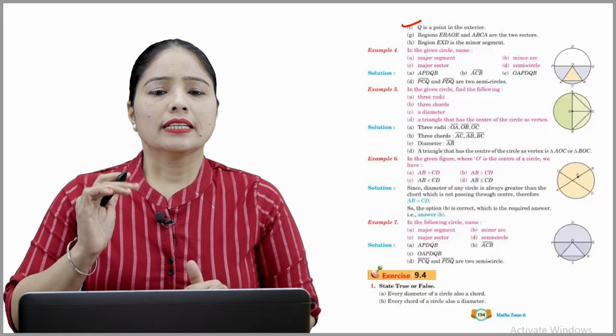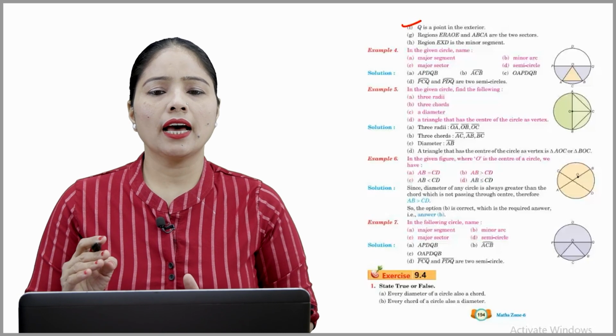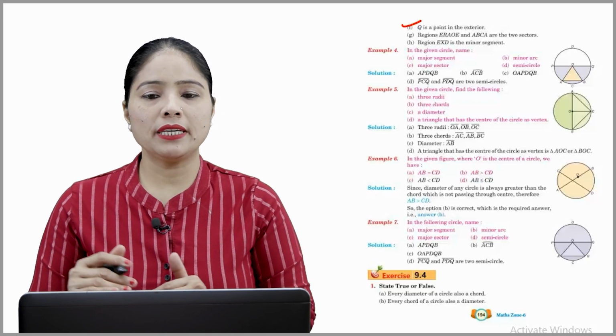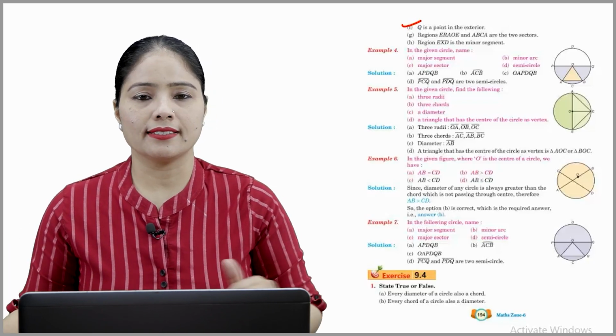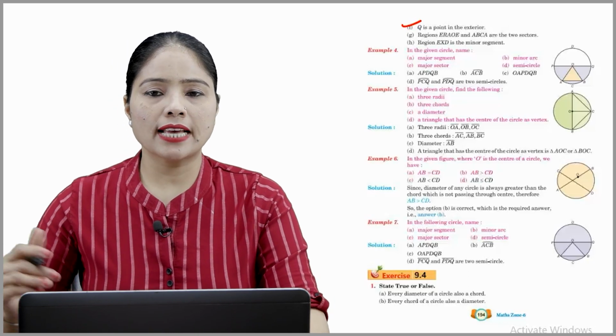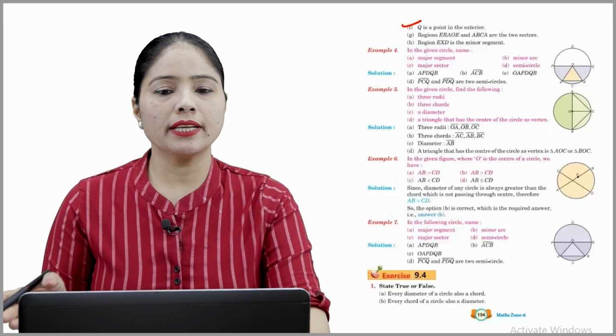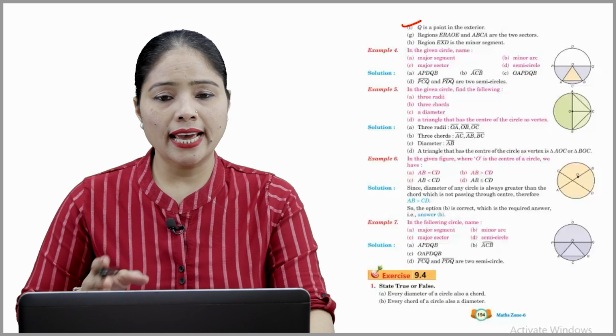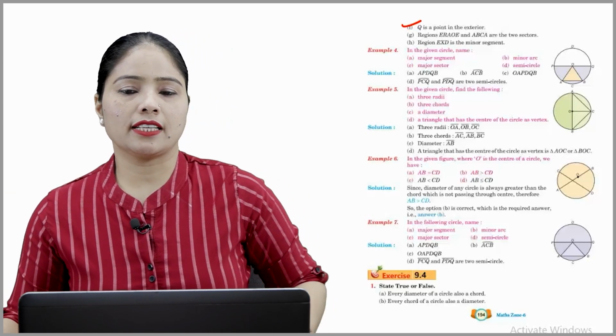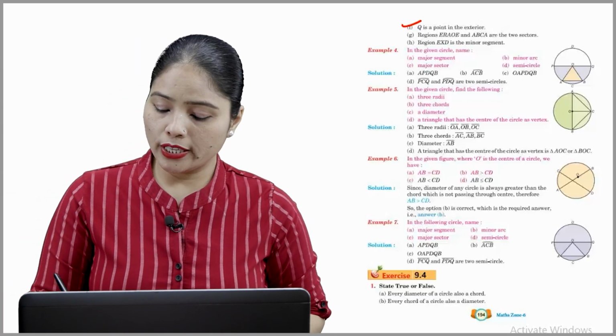G part, a point in the sector. So the regions E, R, A, O, E and A, B, C, A are the 2 sectors. And the last part, which is H, is a segment. So it is a segment, beta, region EXD is the minor segment. Okay, I hope you understood well.